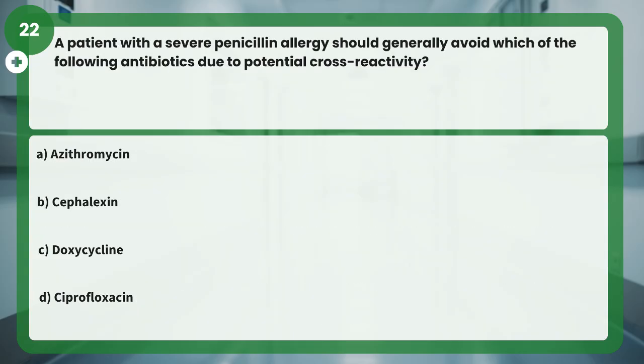Question 22. A patient with a severe penicillin allergy should generally avoid which of the following antibiotics due to potential cross-reactivity? A. Azithromycin. B. Cephalexin. C. Doxycycline. D. Ciprofloxacin.